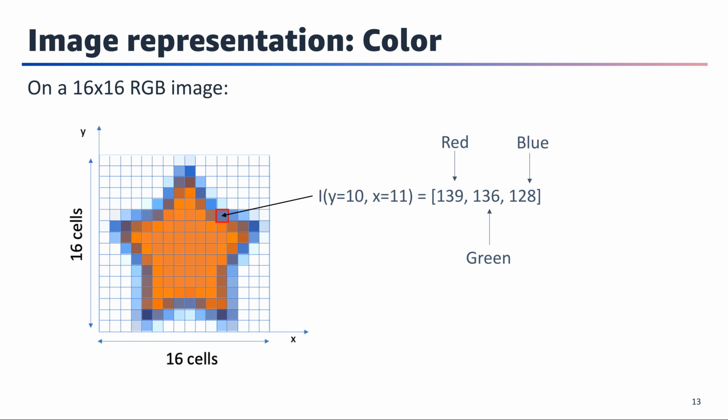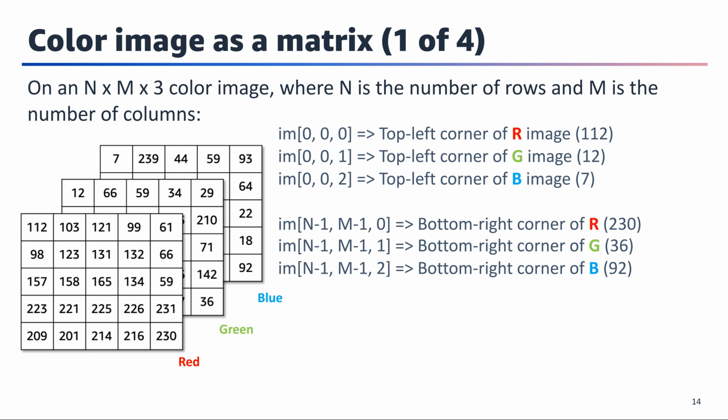A color image needs to be separated into its different color channels. In this example, row 10, column 11 is a colored pixel with a value of R equals 139, G equals 136, and B equals 128. In its decomposed form, a color image looks like an N by M by 3 matrix, where N is the number of rows and M is the number of columns. The 3 represents the 3 color channels, red, green, and blue.